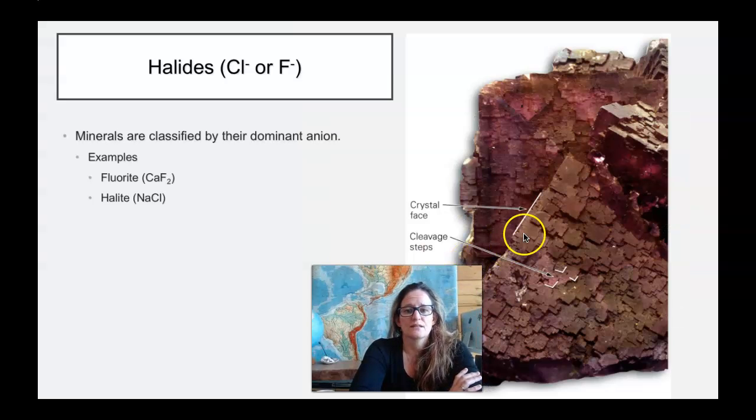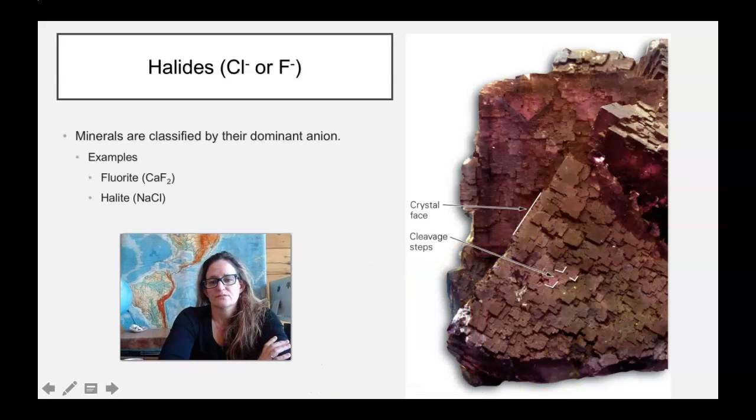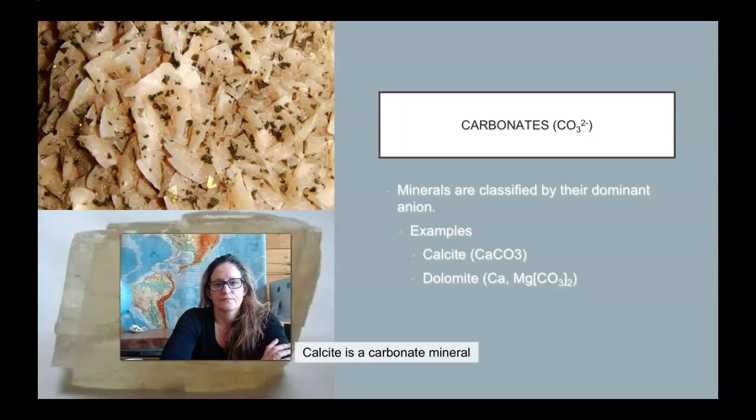The next one are the halides. In this case, it's kind of a simple formula, just a cation and an anion. And here the halides have either chloride or fluorine as their anion.